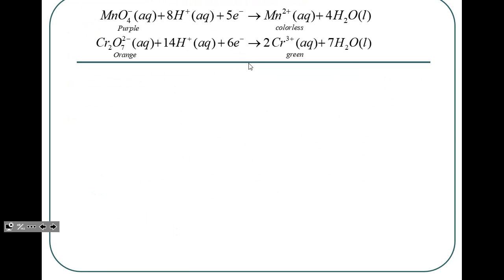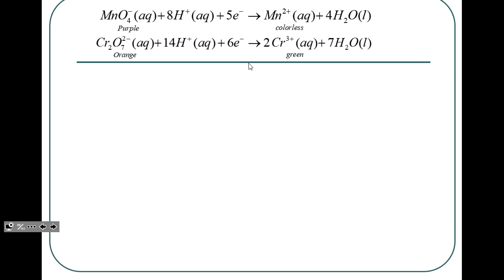So here are the color changes for permanganate. It starts purple, ends up colorless. So when we're adding that to an analyte, it turns pink and then it disappears. When it turns pink and sticks around, that's the end point of that solution.